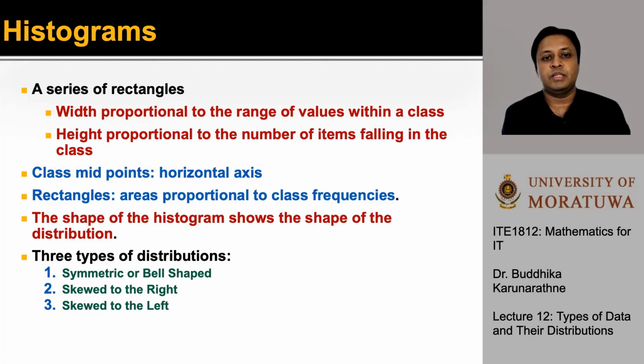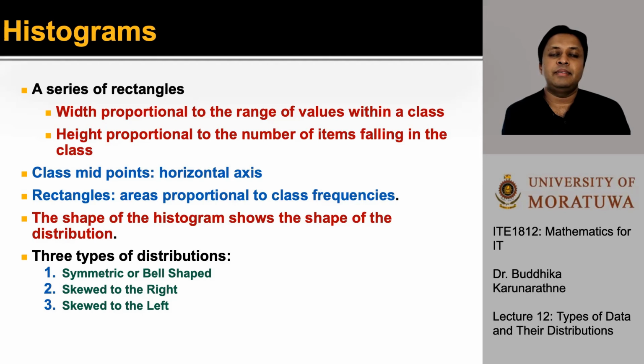Its width is proportional to the range of values within a class. So we define a rectangle for each and every class, and its height is proportional to the number of items falling in the class, or in other words, the frequency. The class midpoints are represented on the horizontal axis, and the areas of the rectangles are proportional to the frequencies. So eventually, when you have the histogram, the shape of the histogram shows the shape of the distribution. We will take soon an example to show that representation.